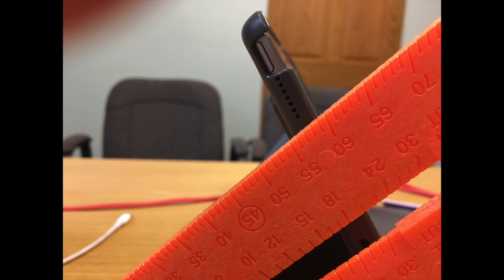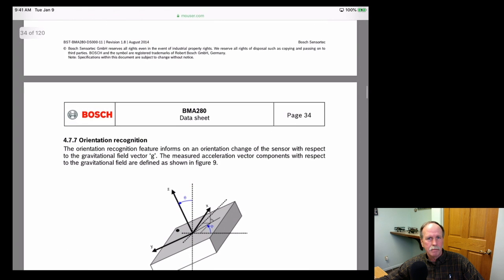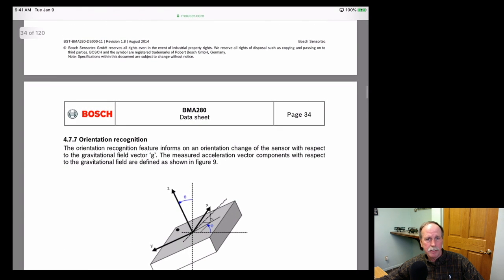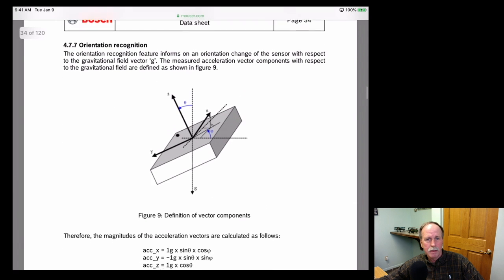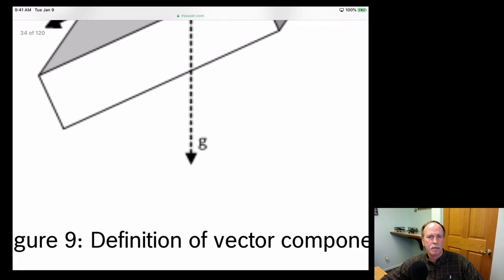Again, not absolutely perfect, but considering it's a crude measurement and we're just using a roofer's square, I think that's pretty close, don't you? Well guys, thank you very much for having a listen to that. I think it is quite clear from these, which are the actual data sheets from the manufacturer. This is the BMA280 data sheet, page 34. I think it's pretty obvious what this thing is sensing.